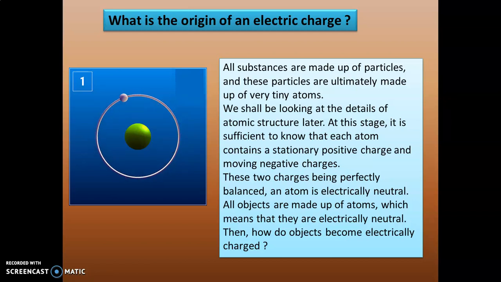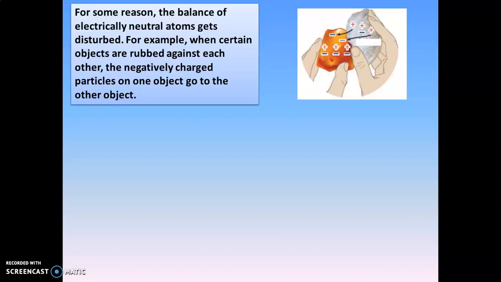Then how do some objects become electrically charged? We have studied that all objects are made up of matter with similar or balanced charge, so they are neutral. Then let's study how they become electrically charged. Now, for some reason, the balance of the electrically neutral atom gets disturbed.